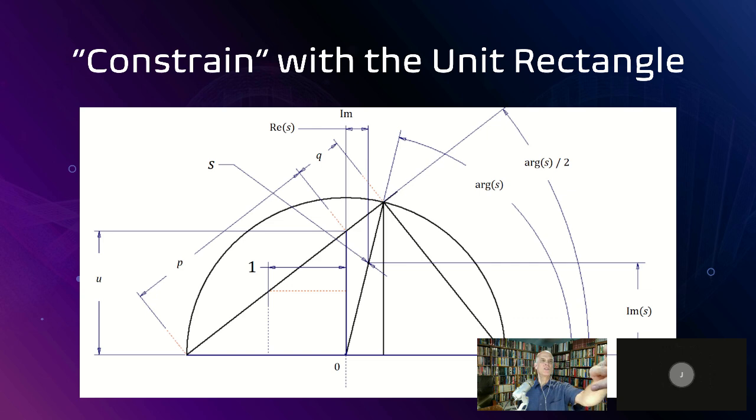And then U is just R times the tangent of theta of that angle, where theta equals arg S over 2. So P again is R times secant of theta, and U is R times tangent of theta, where theta equals arg S over 2.